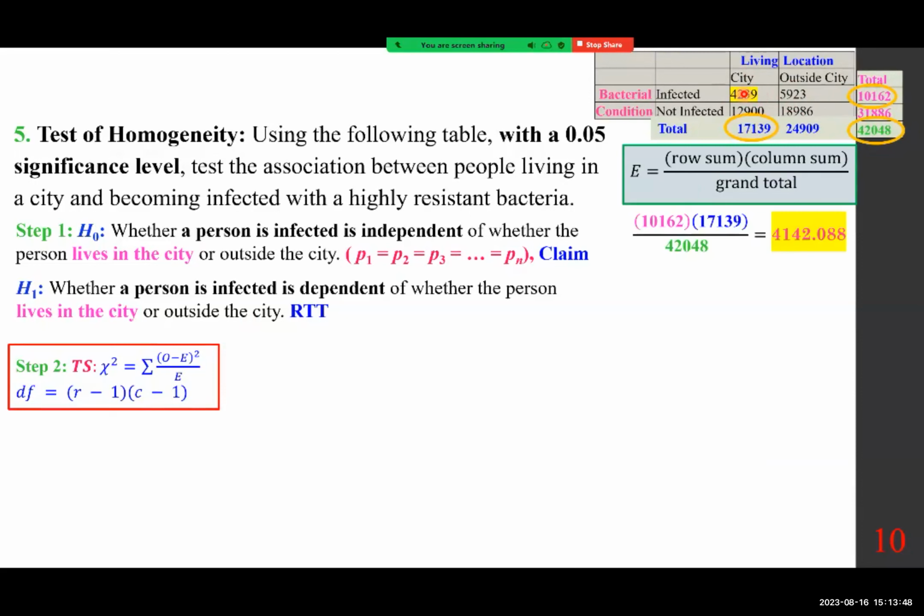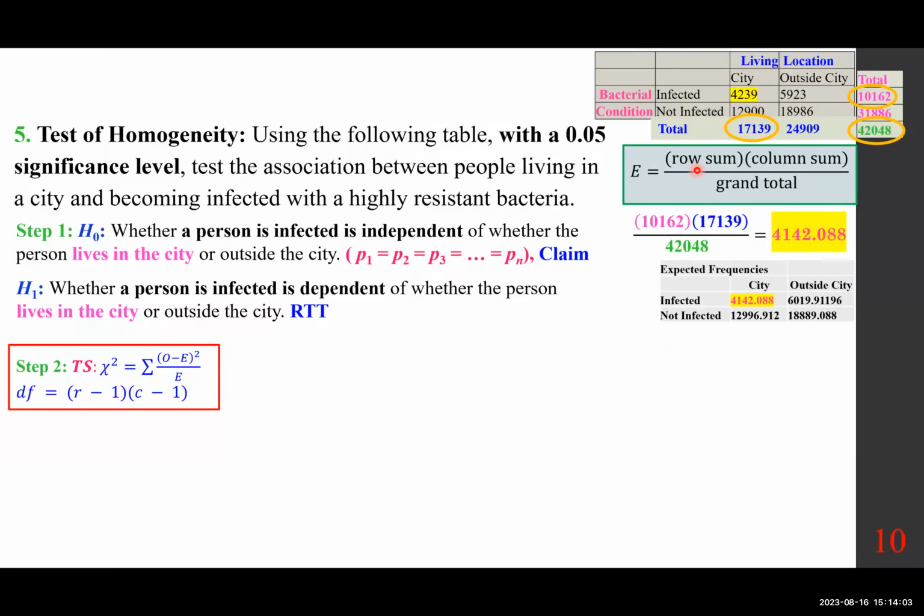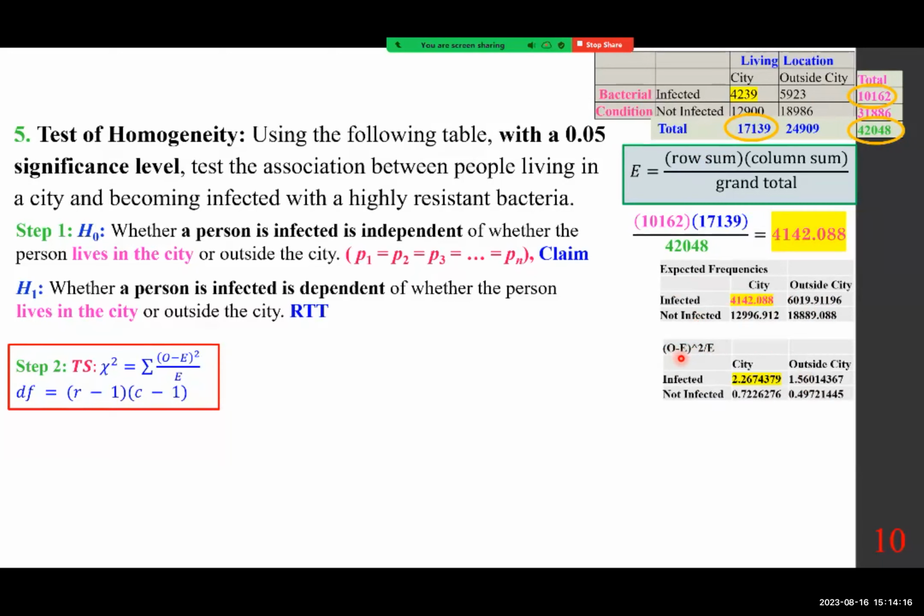So 4239 is the observed value. The expected is 4142.088. And if you put the formula in Excel, it goes very fast. You put the formula in for one cell and then repeat it for the rest of them. You can also ask Excel to calculate observed minus E quantity squared over E. So it calculates it for each cell, and if you add them up, that would be the answer here.